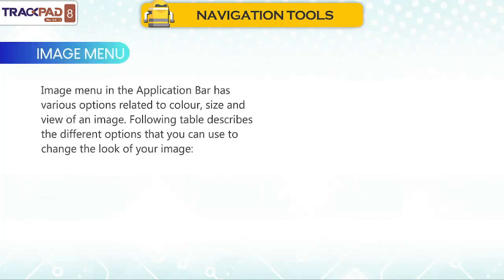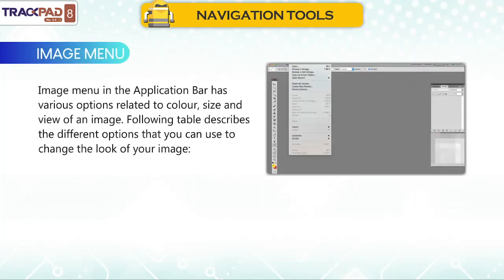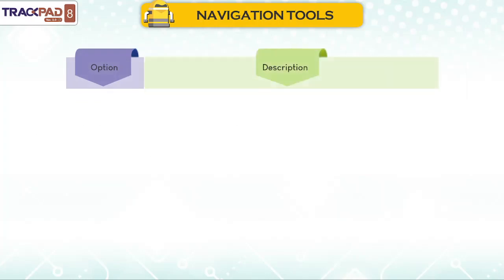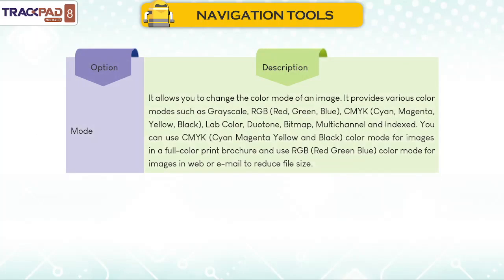Image menu. The Image menu in the application bar has various options related to color, size, and view of an image. The following table describes the different options that you can use to change the look of your image. Option, Description, Mode. It allows you to change the color mode of an image.